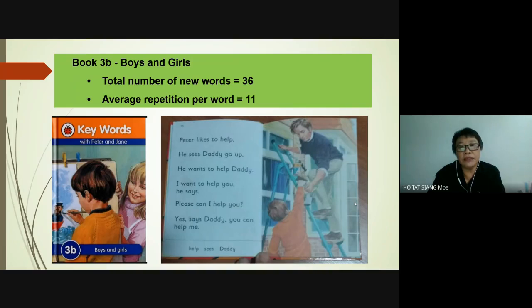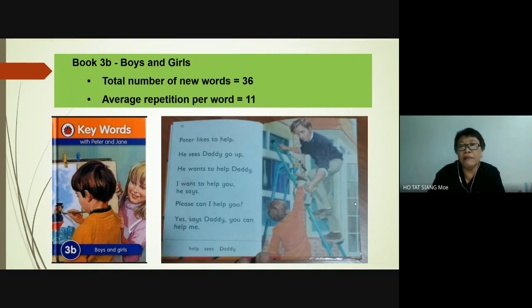Peter likes to help. He sees Daddy's go up. He wants to help Daddy. I want to help you. He says, please, can I help you? Yes, they says, Daddy, you can help me. You see, so many words, but only 3 new words. So the students will be able to read the whole page.